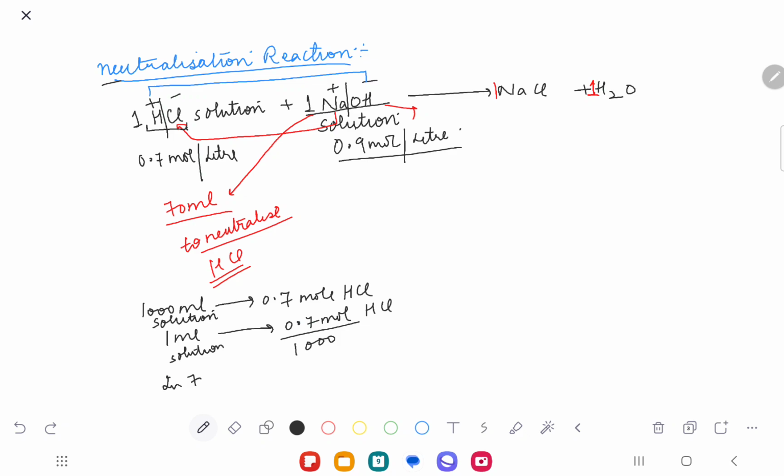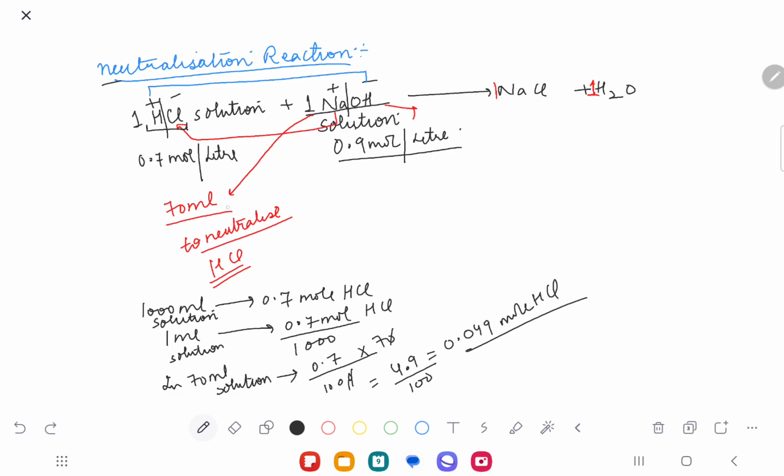So in 70 ml solution, how many moles of HCl are you actually carrying? You're carrying 0.7 over 1000 into 70. So this cancels. You understand? So you have 4.9 over 100, so it will have 0.049 moles of HCl in this particular solution.